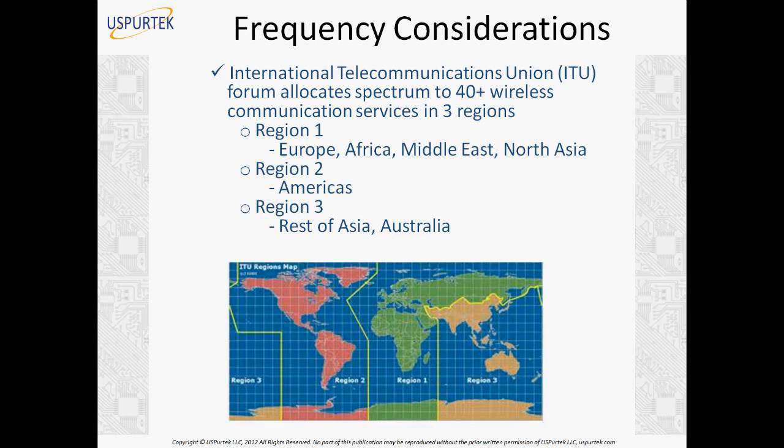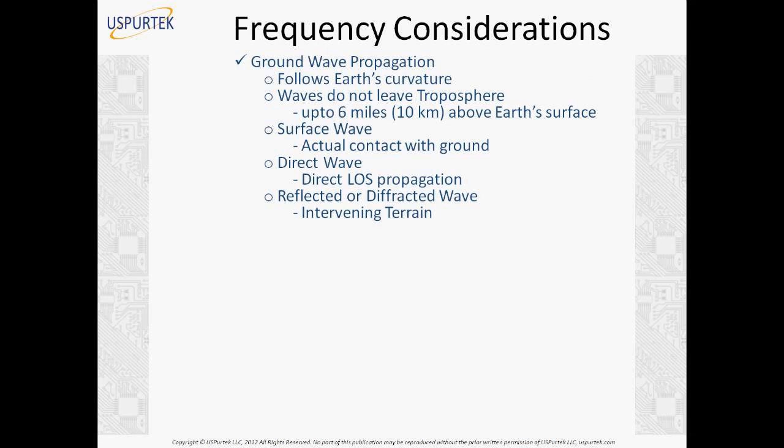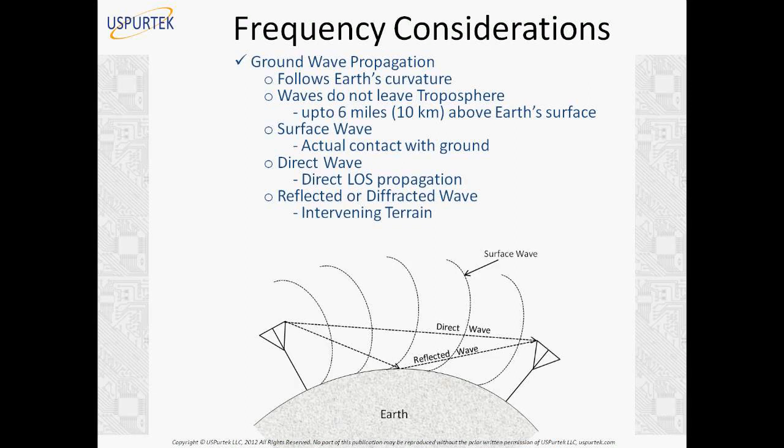Now let's look at the frequency considerations, the way ITU has divided the frequency regions around the world. So there are 3 regions. Region 1 is Europe, Africa, Middle East, and North Asia. Region 2 is Americas. Region 3 is the rest of Asia and Australia. So it's a very controlled resource basically. You can't just transmit anything anywhere. You have to look at what type of frequency bands are available in your region, and then you design a link for that.